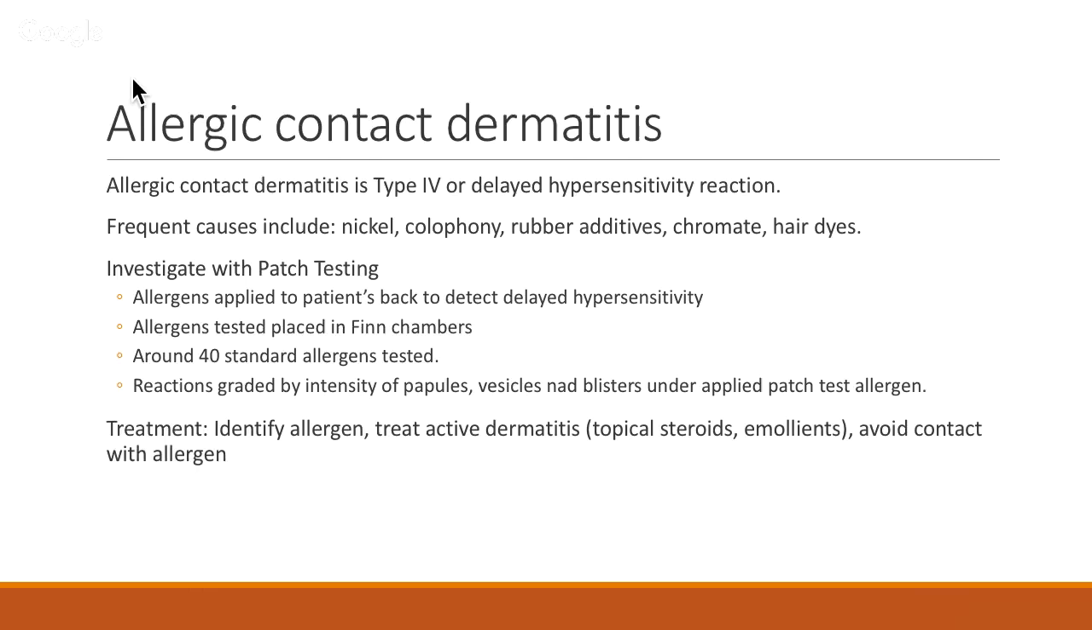So allergic contact dermatitis is a type 4 hypersensitivity reaction, so the delayed type. And the difference between allergic and irritant is that it's no longer due to repeated exposure that develops over time. It's more the body's own immune response to it. Frequent causes, probably the main one is nickel, but you've also got these other ones as well. And all of those causes are tested on patch testing, where they give a standard panel of the most common allergens applied to the back, and then they look at which reaction is most severe.